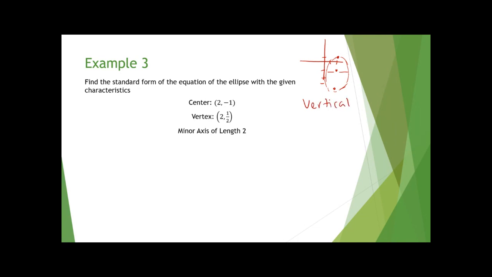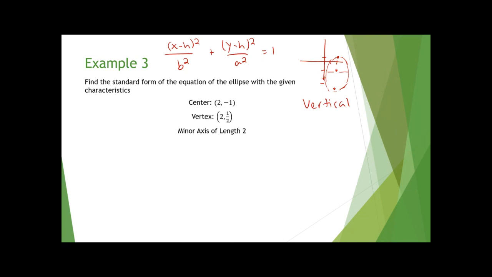Maybe the best thing to do is to write the formula down. (x minus h) squared over b squared plus (y minus k) squared over a squared equals 1. So that's the one for the vertical, so you can make sure that you use the right formula.